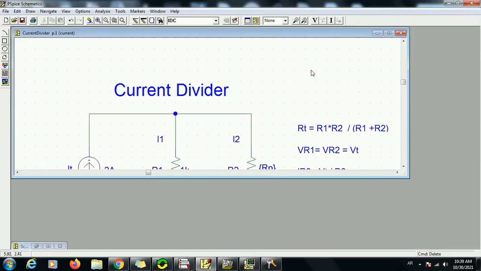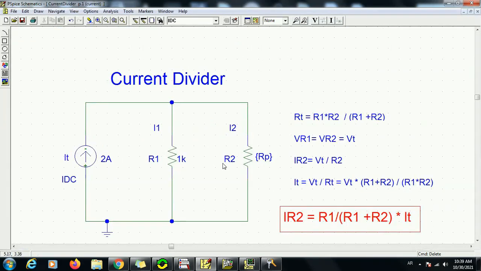Just to make this point clear, we have chosen this ideal current source, which can also be modeled as a transistor, which we will explain later in the active component circuits. That gives us a constant DC current. For the time being, we will just focus on the current divider concept.